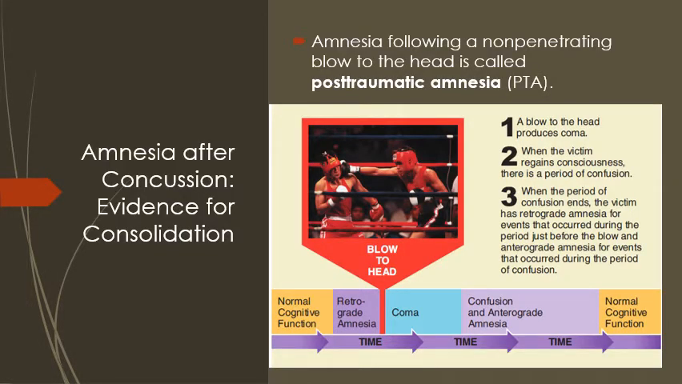There is also amnesia after concussions. Again, concussions, as you have learned in the previous chapter, result from a blow to the head, but there is no obvious or observable damage in the structures of the brain. Nonetheless, there are still effects such as confusion. Amnesia following a non-penetrating blow to the head, or a concussion, is called post-traumatic amnesia, or PTA. So how does this work? In this picture, let's just say the blow to the head is a punch to the face or a punch in the head.